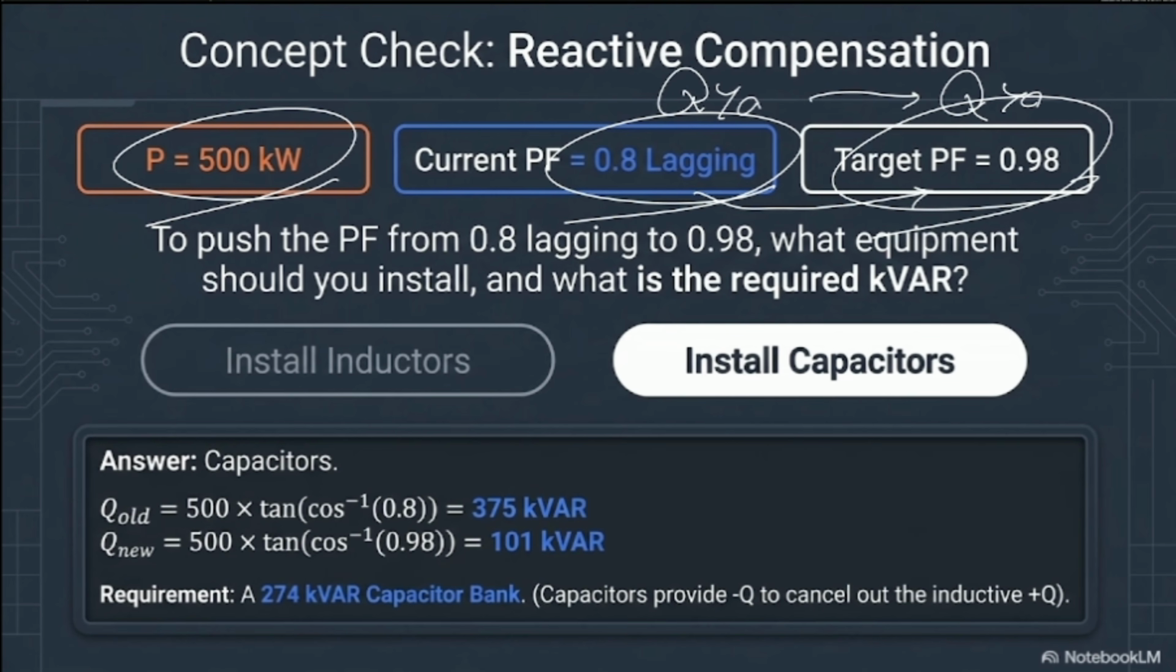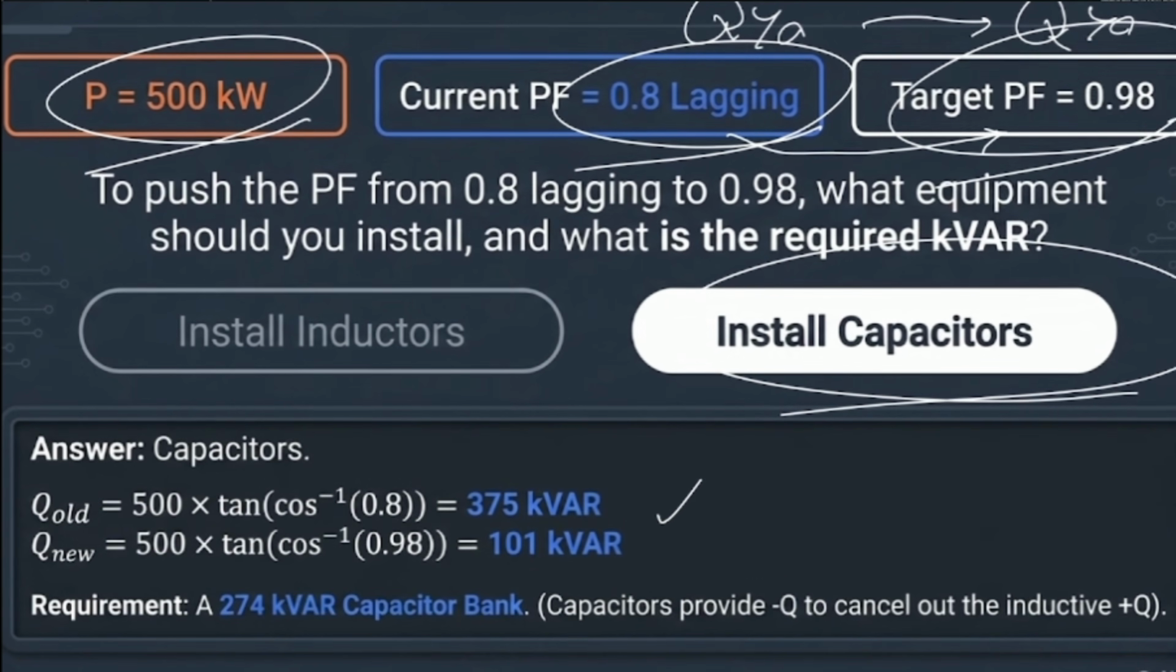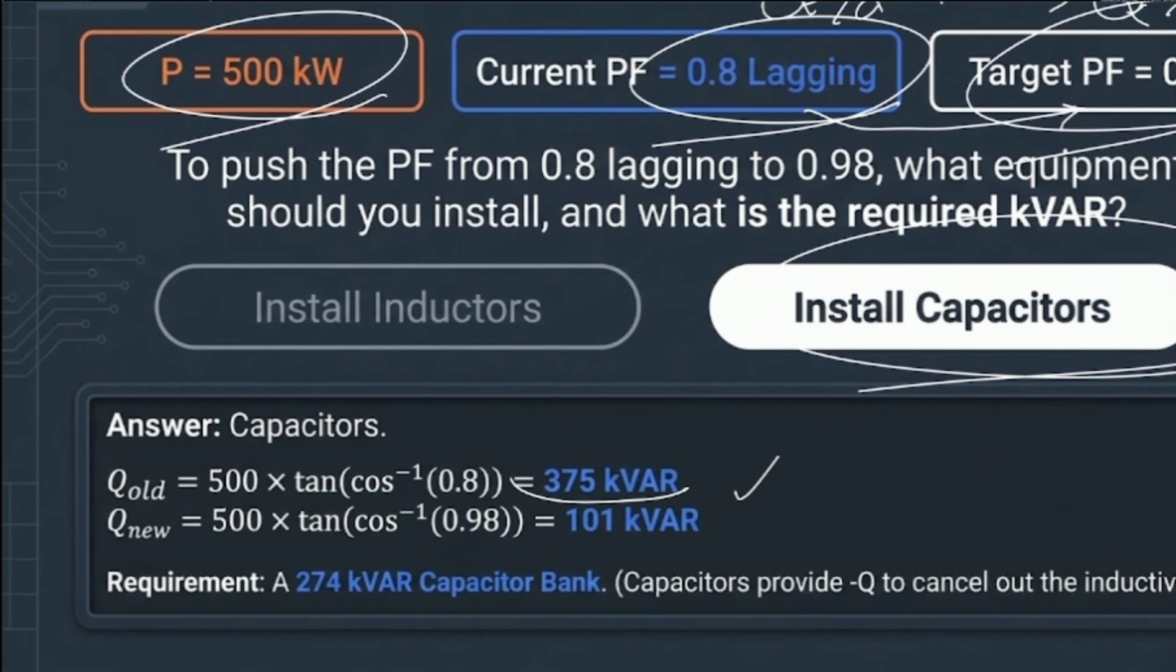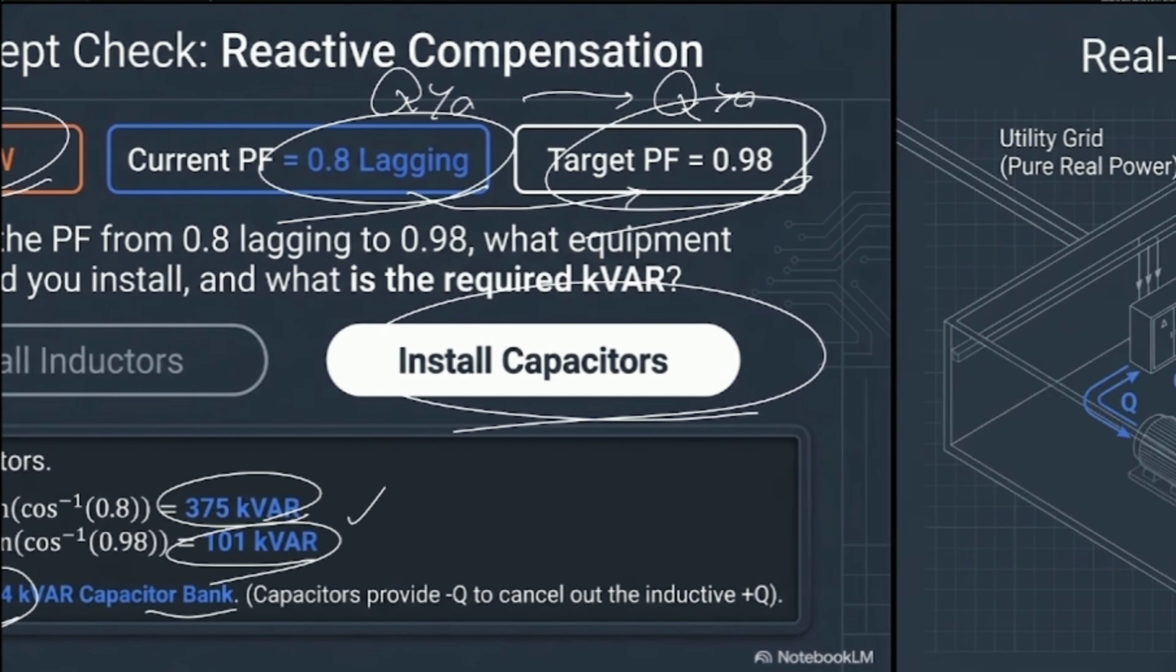How can Q be reduced? By installing the cap bank. You can easily find those values, the old one and the new one. It's just based on mathematics. I'm not going to waste our time over that one. But at the end of the day, if my initial value of Q was this and the final value was this, I know that the 274 kilowatt of cap bank actually caused this improvement.